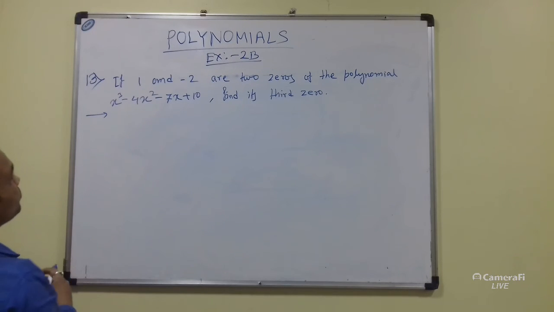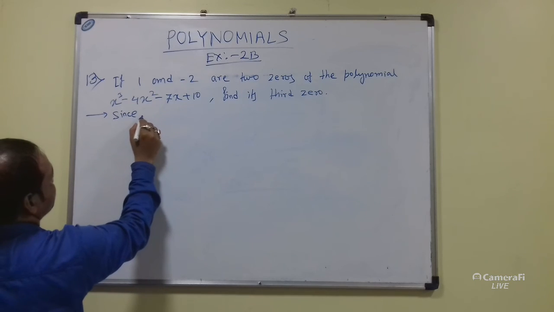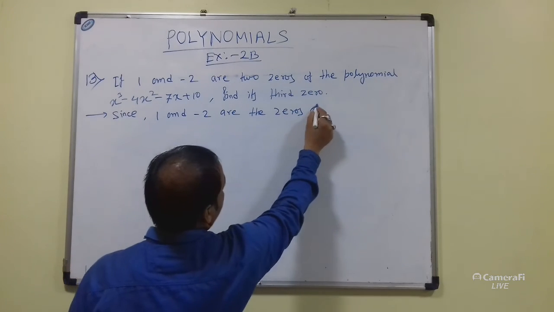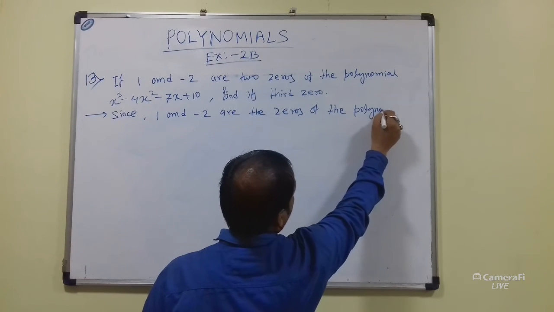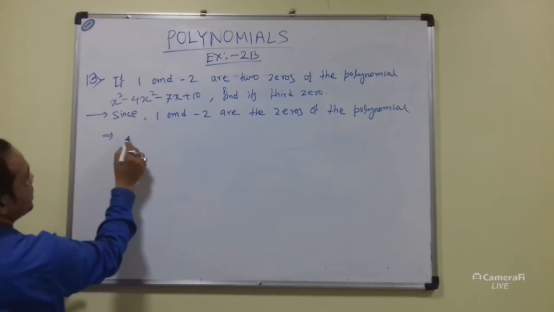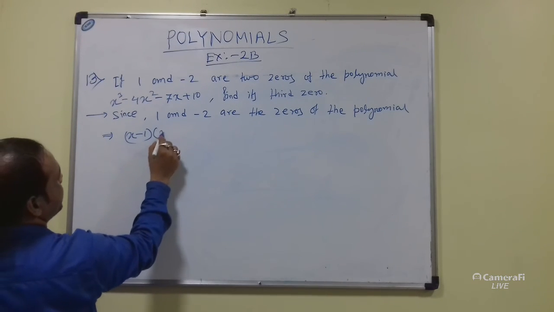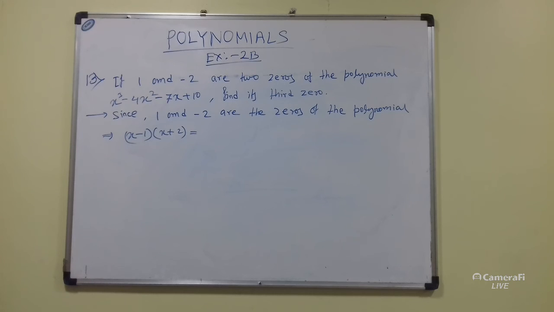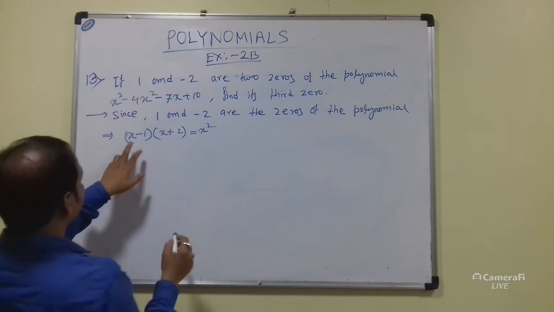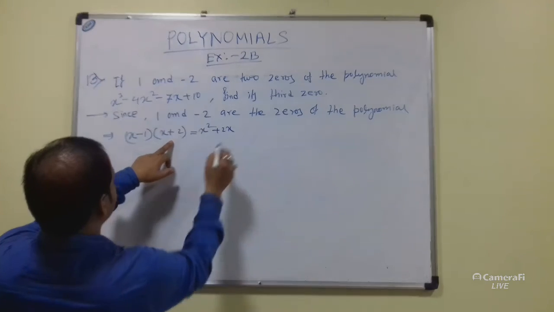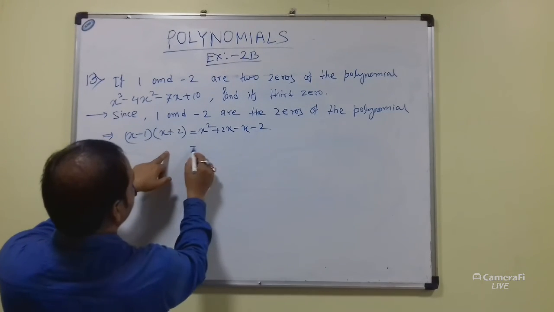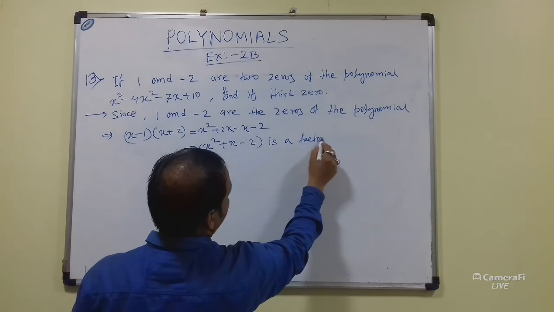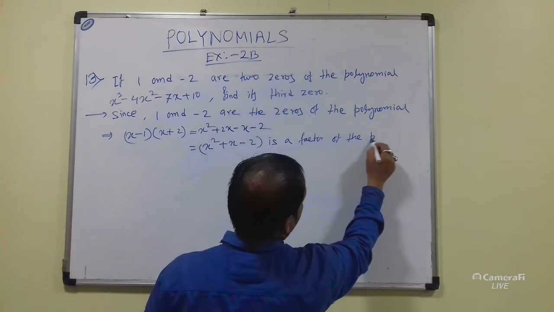So what will be the process? You have to write, since 1 and minus 2 are the zeros of the polynomial, this implies x minus 1 and x plus 2, multiply both the expressions, so it will be x square plus 2x minus x minus 2, that means x square plus x minus 2 is a factor of the polynomial.